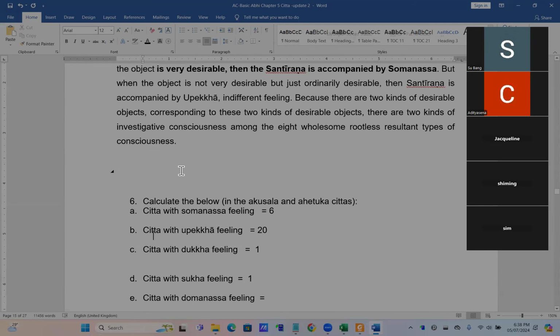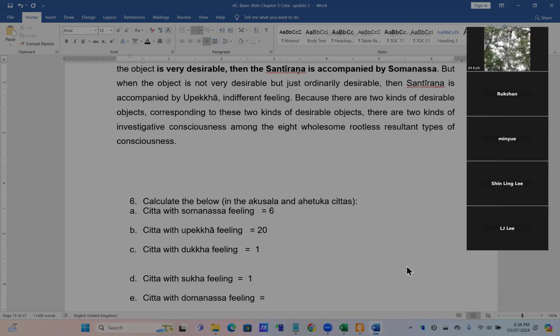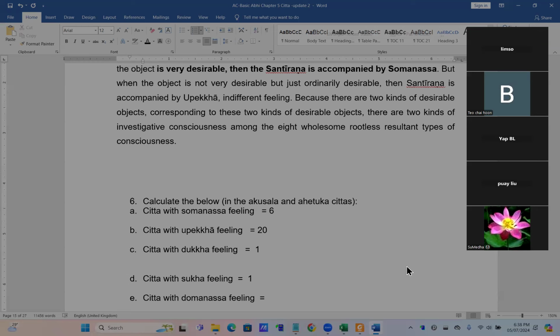Okay. Now, the next one is also quite easy. How many with the domanassa feeling? All right, so next student. Who is the one taking? Sharon? You studied Abhidhamma before, right, Sharon? No. New? Okay, never mind. Then Brother Lee from Kulai. How many have the domanassa feeling?